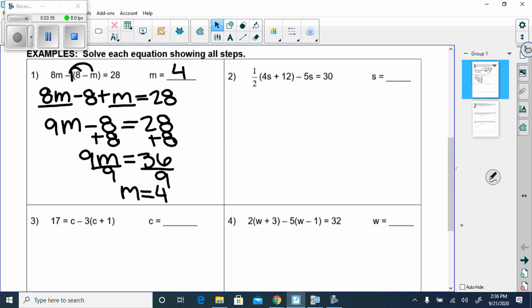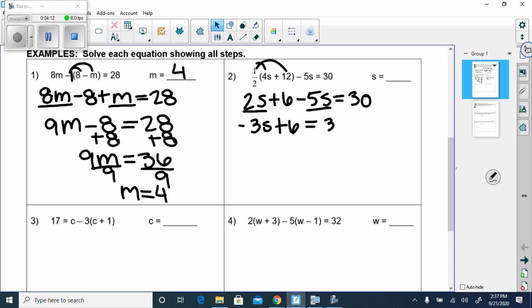Okay. Number 2, what am I doing first here? Distributing. Okay. Now, remember, when you multiply by a half, it literally just halves the number, right? So half of 4 is 2s, good. And half of 12 is 6, perfect. So I have 2s plus 6 minus 5s equals 30. Combine. Find my like terms. This is 2s and -5s, that equals -3s. Good. So I have -3s plus 6 equals 30.